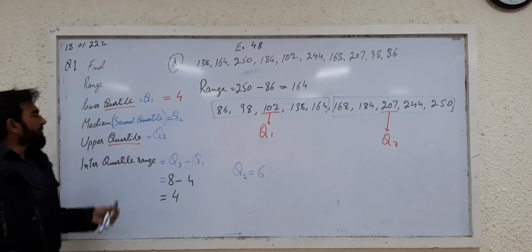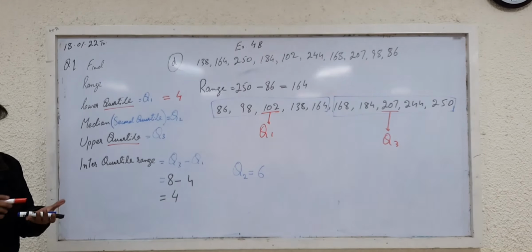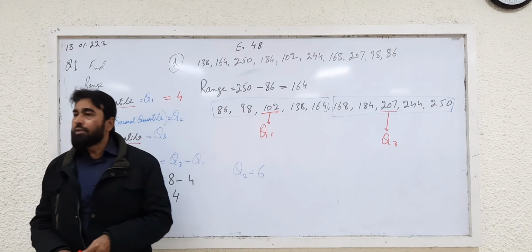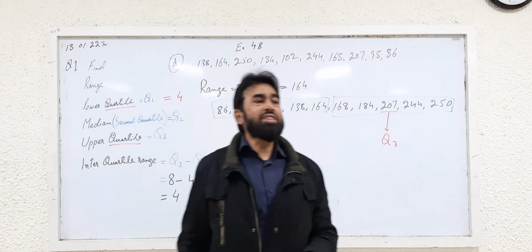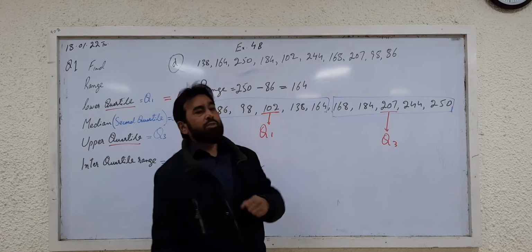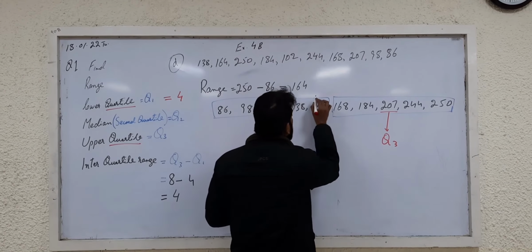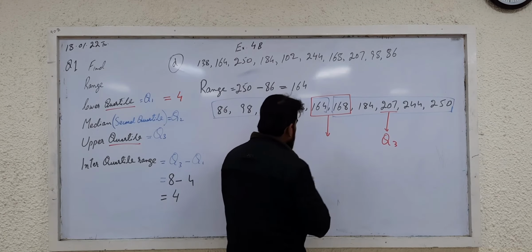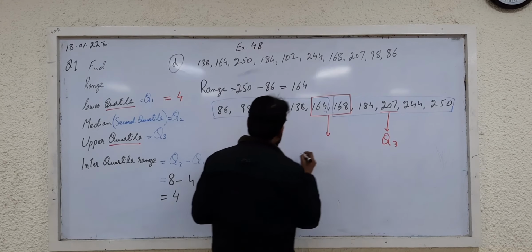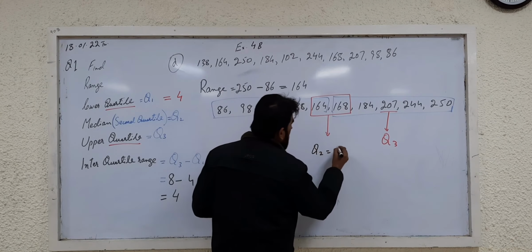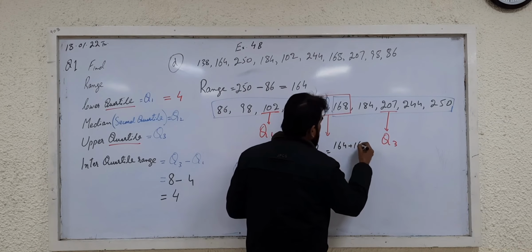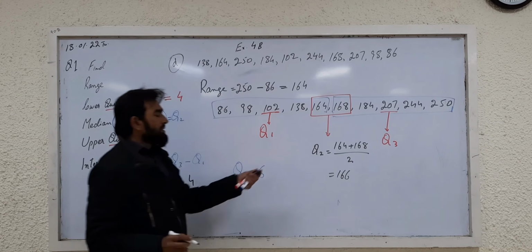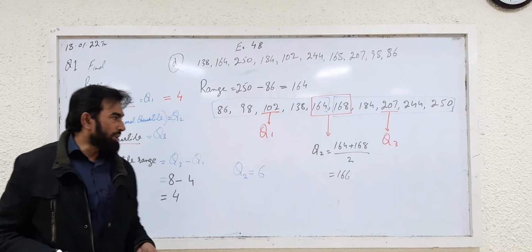Now, to find out the median or the second quartile, what are we going to do? We are going to take the average of these two numbers. We are going to add up these two. Second quartile will be calculated like this: Q2 is equal to 164 plus 168 divided by 2, which is equal to 166. So this is the median or the second quartile.